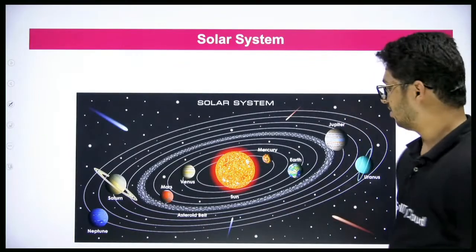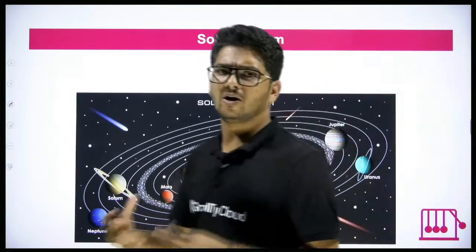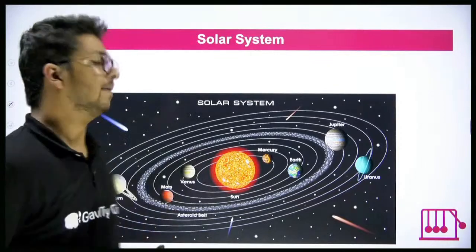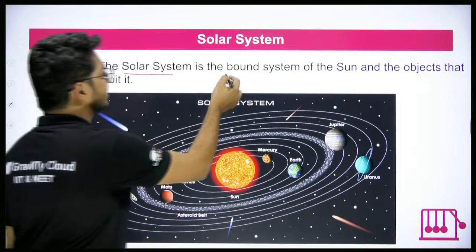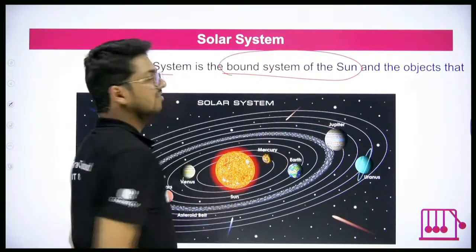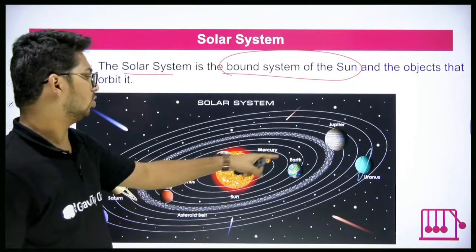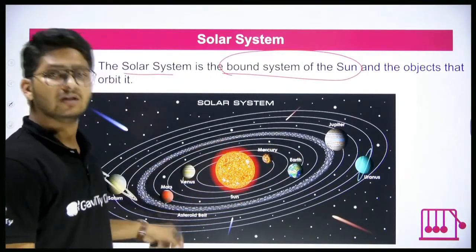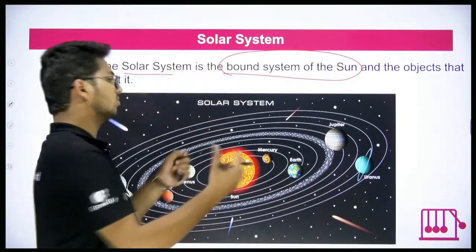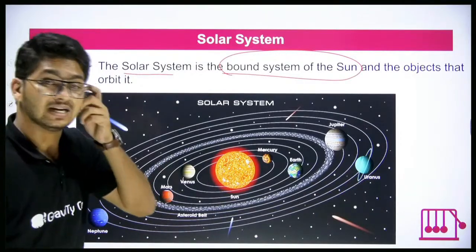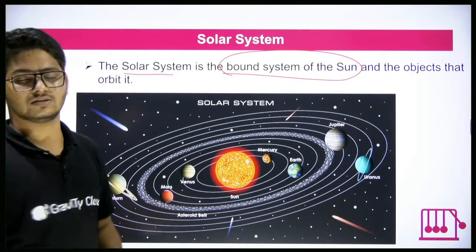Now the solar system. When we say solar system, it's basically nothing but all the objects that are bound by the sun, in simple terms. The solar system is the bound system of the sun. When I say bound, it's like the sun is holding them together. Why is Earth rotating or revolving around the sun? Because the sun is holding Earth. It's like catching Earth. The sun holds other objects also, other planets, other satellites, other asteroids, comets, many such things.